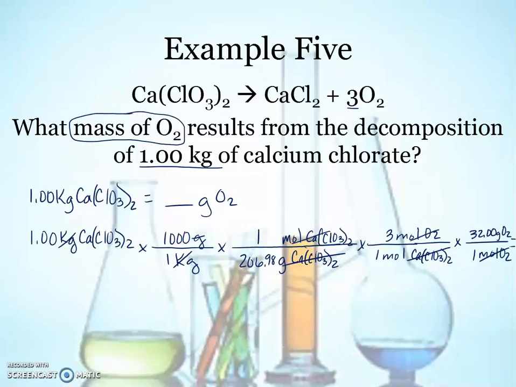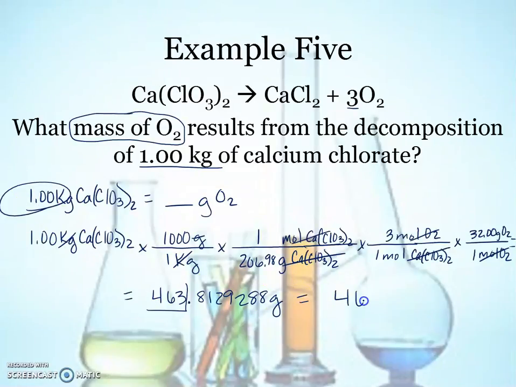And now we can solve. 1.00 times 1,000 divided by 206.98 times 3 times 32. And the answer gives us 463.812928 grams. We want 3 significant figures, so 464 grams of oxygen can be made.